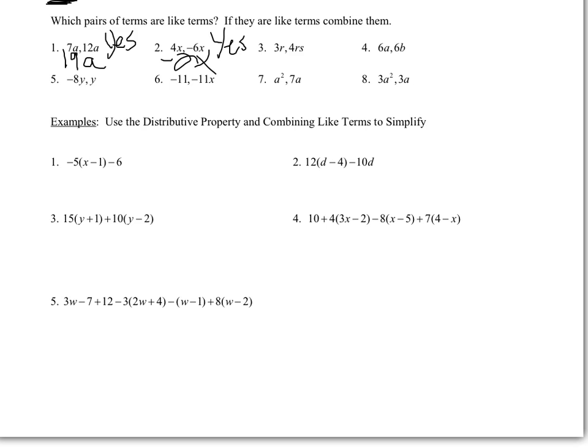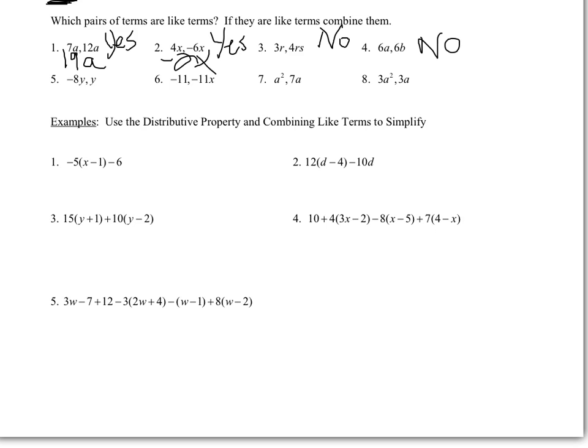Now, number 3, we've got 3r and 4rs. Are these like terms? No, they are not, because we have a 3r with just an r. The 4rs has the extra s, so they're not like terms. Number 4, 6a and 6b are not like terms. It doesn't matter that the coefficients are both 6. What you have to really concentrate on is the variables. One's a, one's b, so they're not like terms.